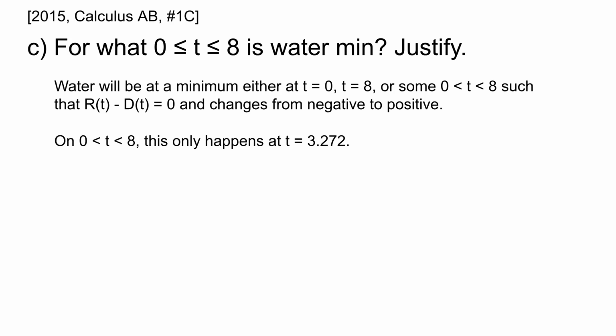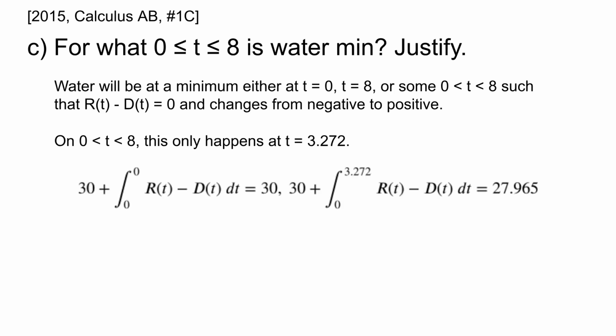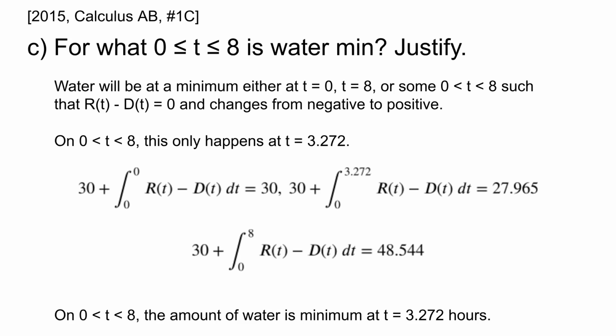We can determine this from the graph of the function. This is a calculator active question, so you should graph it. We are given that the amount of water in the pipe at t equals 0 is 30 cubic feet. And then the amounts for t equals 3.272 and t equals 8 can be found using definite integrals. Since this is a calculator active question, you should use your calculator to calculate those integrals. And the integrals we get confirm that water is at a minimum for t equals 3.272 hours.